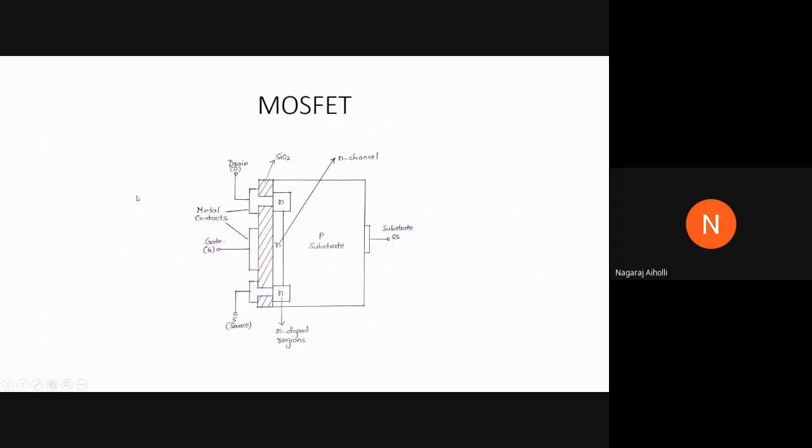Okay. Next, let us move on to a new topic called MOSFET. MOSFET is the metal oxide semiconductor field effect transistor. There are two types of MOSFETs: depletion type MOSFET and enhancement type MOSFET.